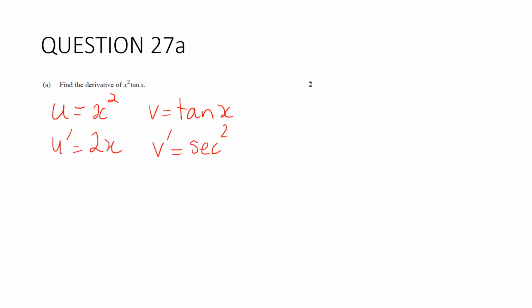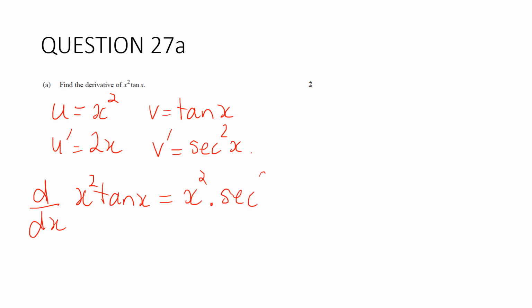Question 27a. Find the derivative of x squared tan x. So we've got a product rule. u is equal to x squared, v is equal to tan x. Differentiate. We have u dashed is equal to 2x and v dashed is equal to sec squared x. Right, so the derivative of x squared tan x is equal to u times v dashed plus v times u dashed. And we're actually finished here, but let's just tidy it up.